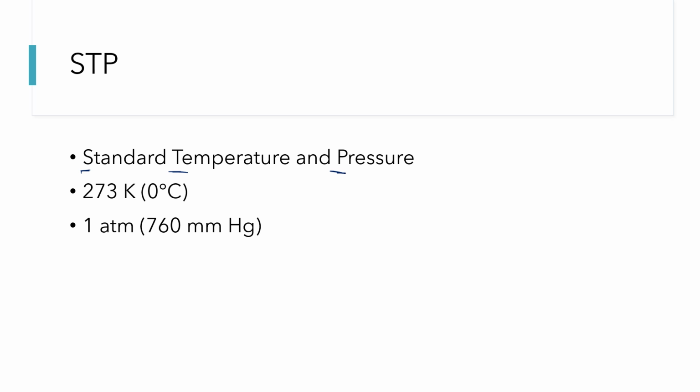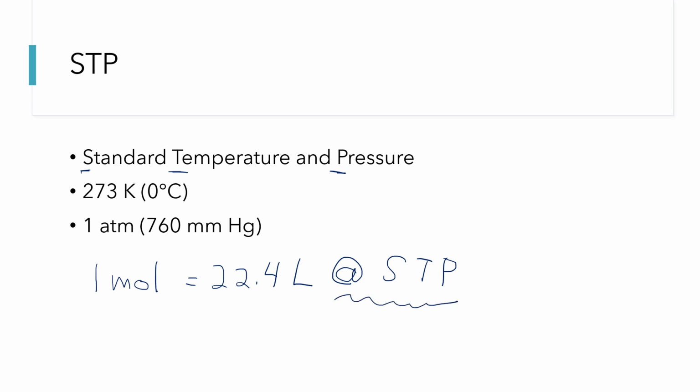If you think back to when we did our mole conversions and we were using the conversion factor, we said that 1 mole of a gas was equivalent to a volume of 22.4 liters. And there's a qualifier on that, that's at STP. So we can only use this number if we are at STP. If we're at a different temperature or a different pressure, that 22.4 liter value is not valid. And so we'll have to use a different gas law to figure out what the volume is.